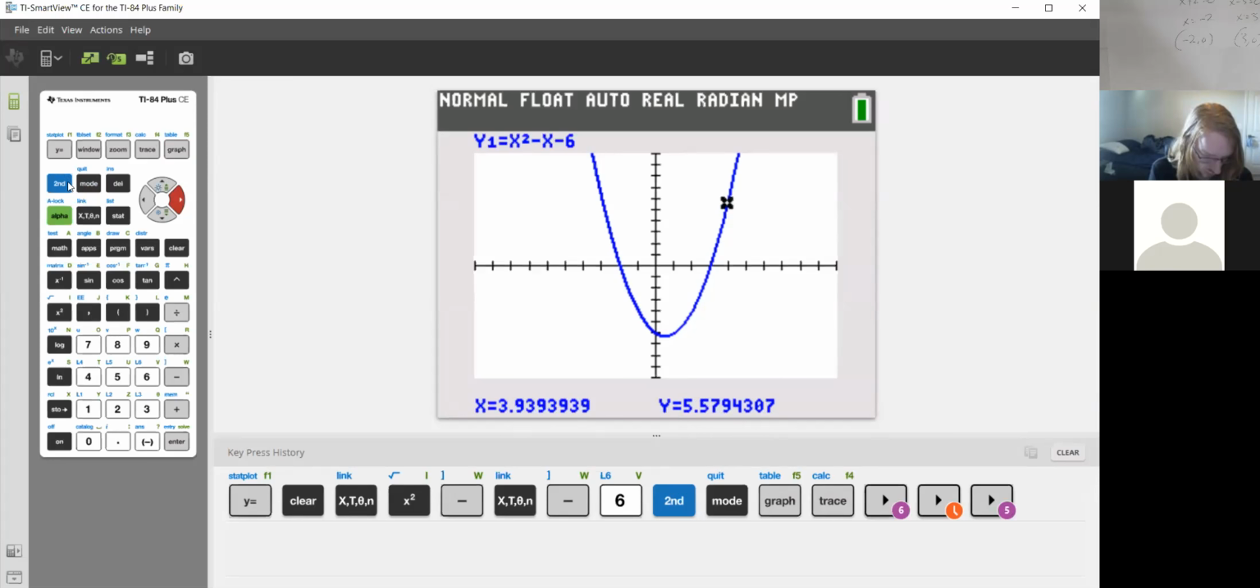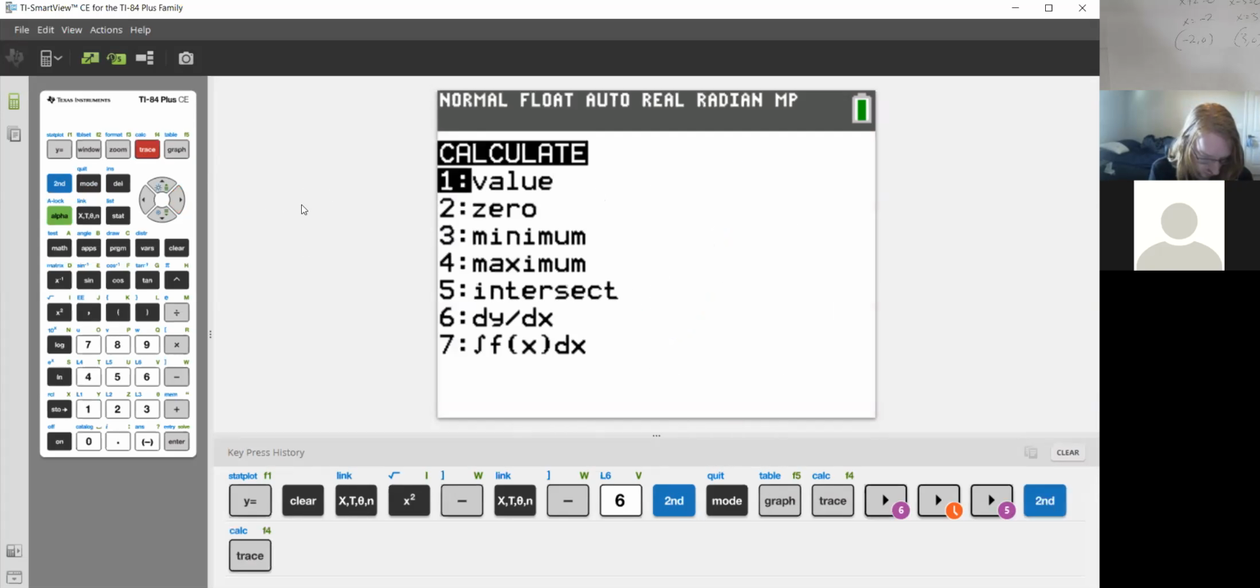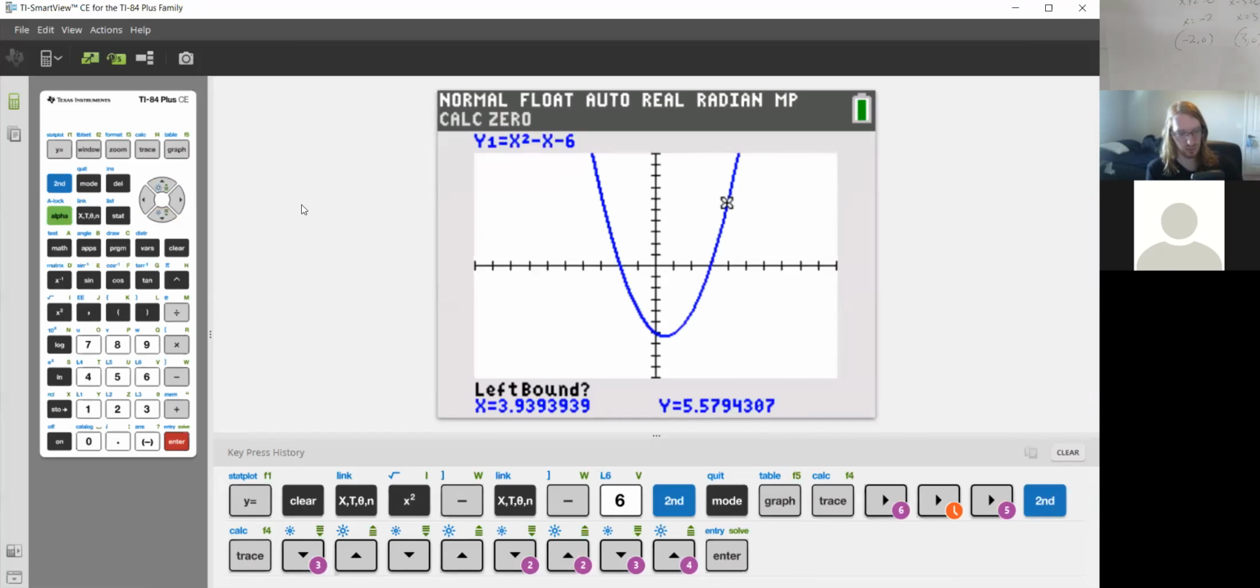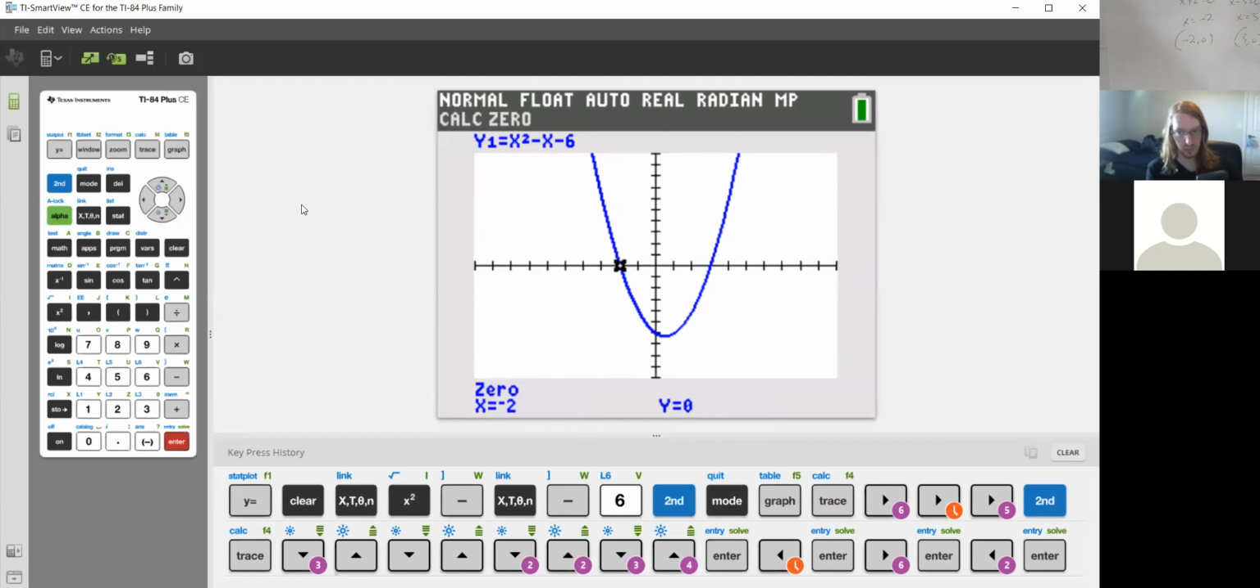You want to hit second trace. That's where all those good options are that calculate. You can find values. You can find zeros of your function, which is what we want to do. You can find mins and maxes, which is like your vertex. If you have 2 lines, you can find out where those 2 lines intersect. So we want to find the zeros of the function. It's going to make us pick a left bound, a right bound, and then guess somewhere in the middle.